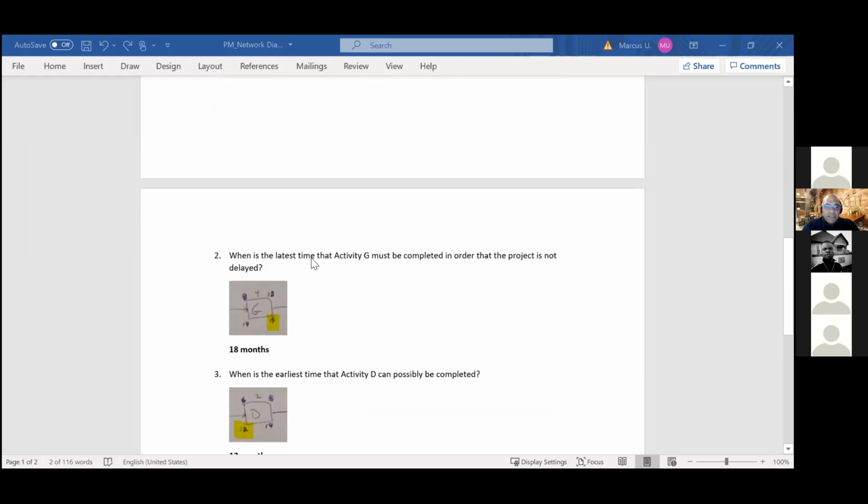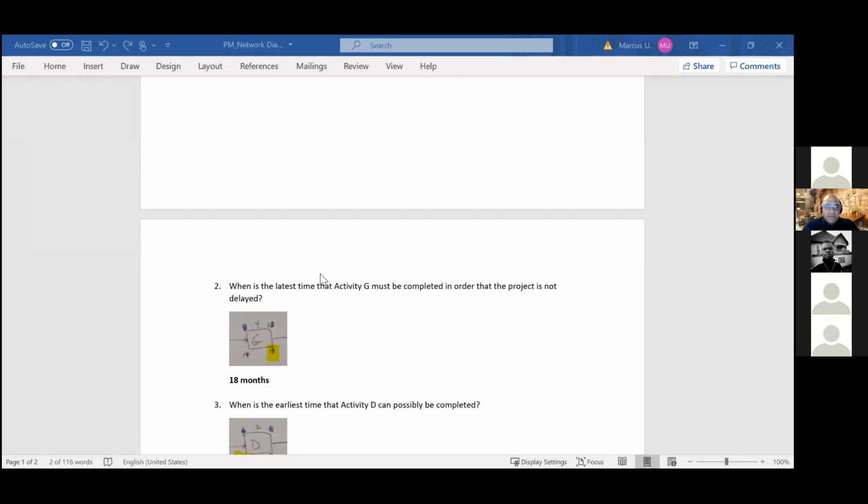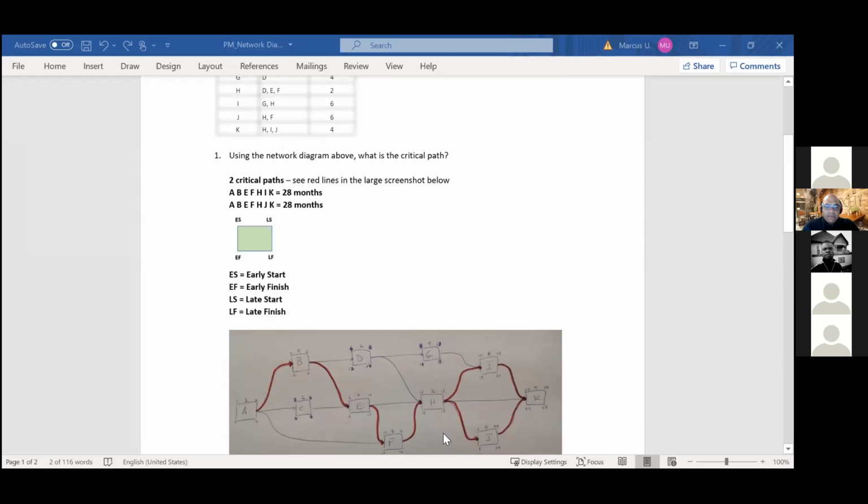So what is the latest time that activity G must be completed in order that the project is not delayed? So like I said here, this is, let me get this, late finish.